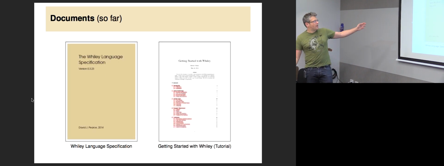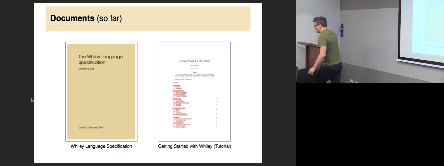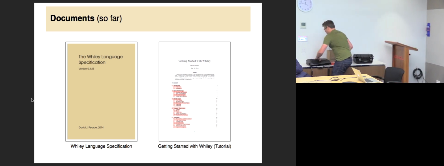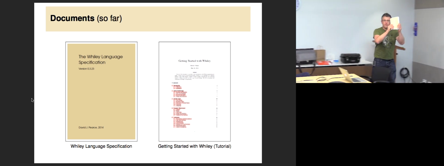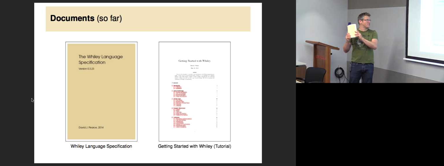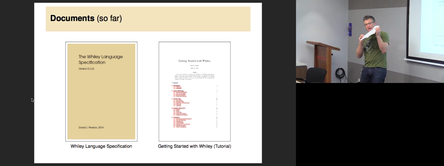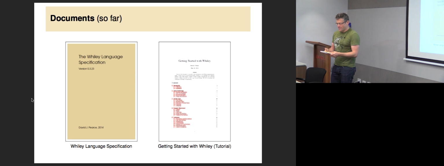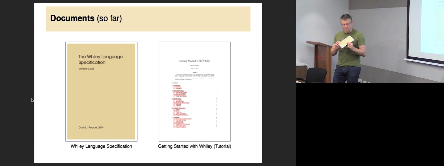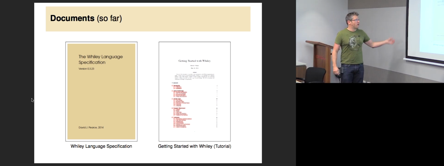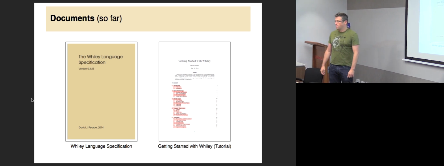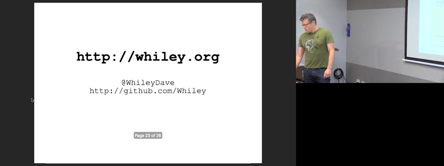And oh, there's a Whiley language specification. Do I have a printout in my bag? Hang on. Where is it? Here we go. Aha. See? It exists. It's not just a picture, it is real. Look, it's got pages and everything. It's still got a way to go to being complete, I would have to say. That would be an understatement of the decade. But there is a lot of stuff in there, that's for sure. So you can find out a lot about the syntax of the language from the language specification.